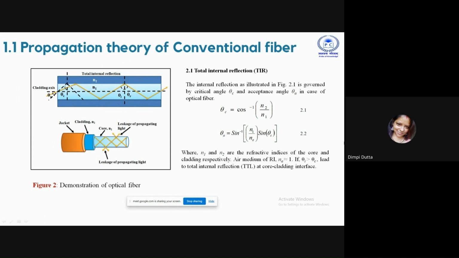Here we can see the N2 and N1. Why N2 and N1? As I have mentioned a few minutes back, the cladding region has a refractive index, and the core region, from which the information can be transmitted, should have a different refractive index. This is the basic thing with which we can use this for sensing purposes.